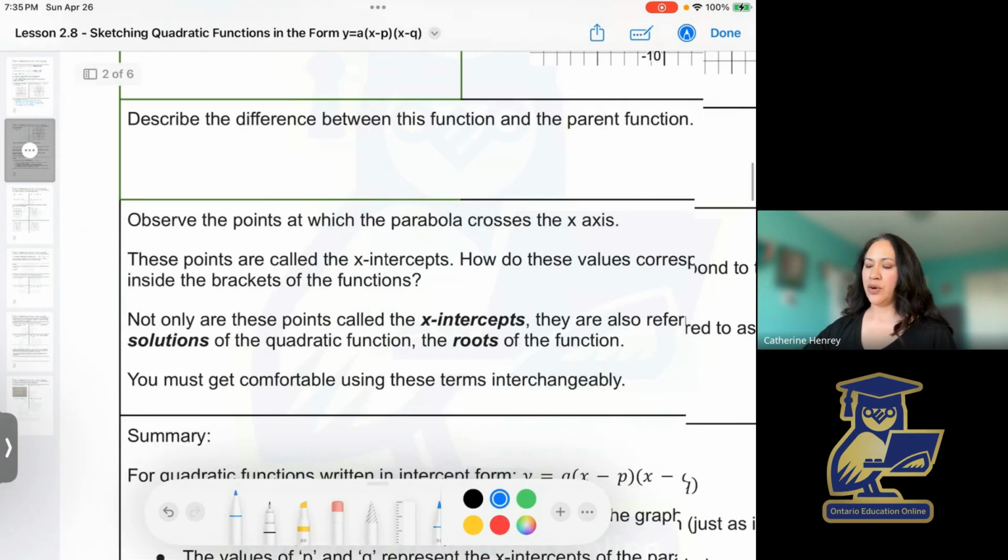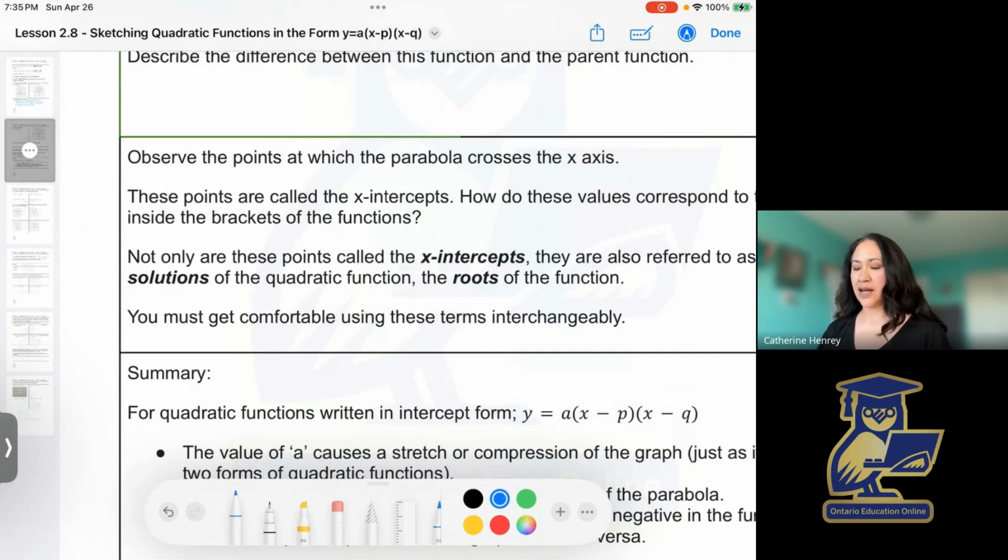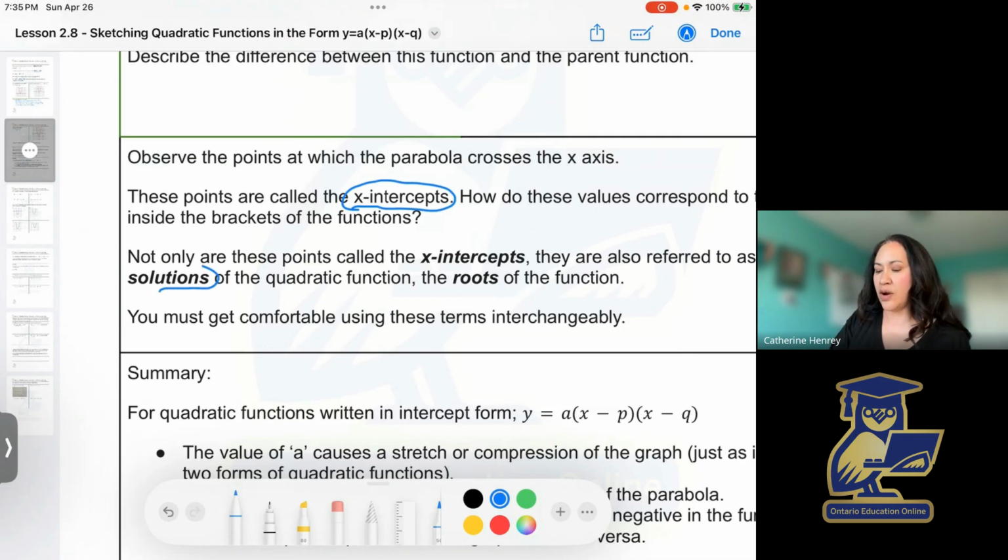If we observe the points at which the parabola crosses the x-axis, these points are called the x-intercepts, which makes sense, right? And they always correspond to the negative of the value that's in the brackets. X-intercepts can also be referred to as solutions or as roots of the function. So you'll see those terms interchangeably as we move forward in the course.